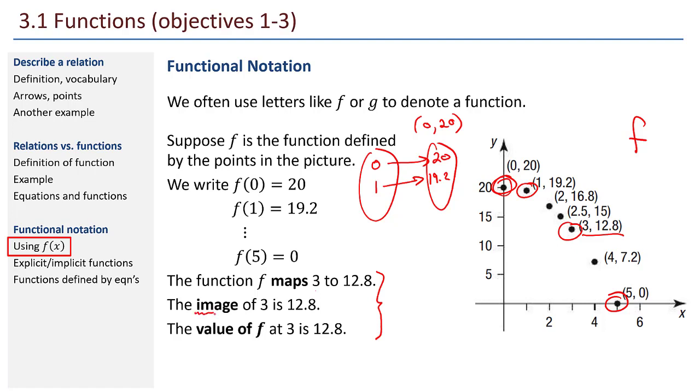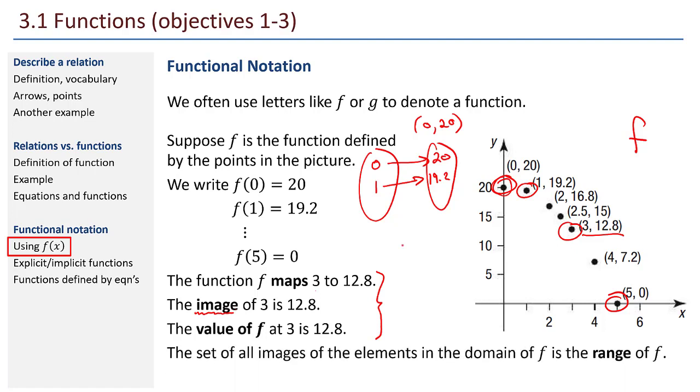Using this language of image and images is a useful way of expressing the range of a function. So here's the definition for range. We've seen it before, but it's just a new way of saying it. The set of all images of the elements in the domain of f is the range of f.